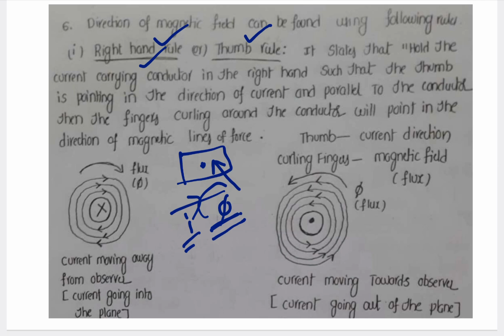So flux direction will be clockwise. Whenever current is flowing out of the plane, our curling fingers will be representing the anti-clockwise direction. You see, current is going into the plane. These curling fingers are representing flux direction. That flux is nothing but in which direction? Clockwise direction. Whenever current is going out of the plane, then our curling fingers will represent the flux direction, that is in the anti-clockwise direction.